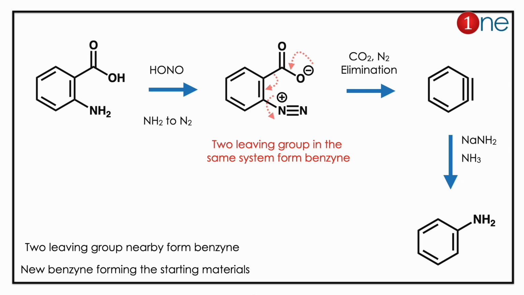So what really happened? It formed a triple bond, which is benzyne. Then you are using sodamide and ammonia. You have amine formation. The concept you have to learn here is whenever you have two adjacent leaving groups in the benzene system, you might expect benzyne.